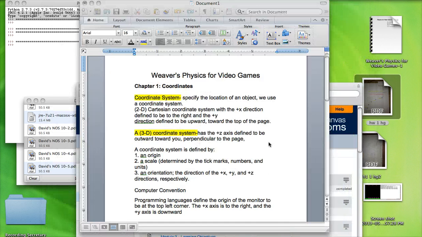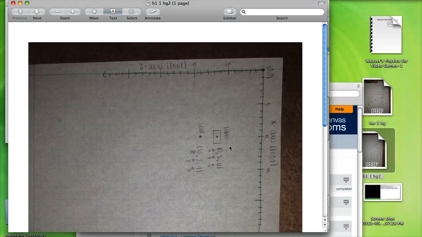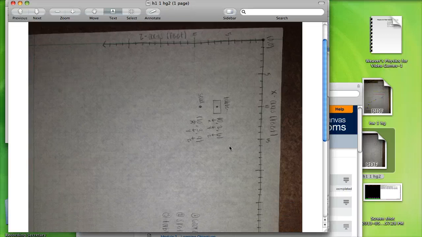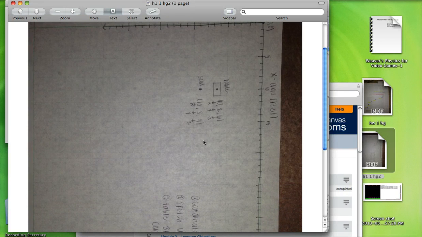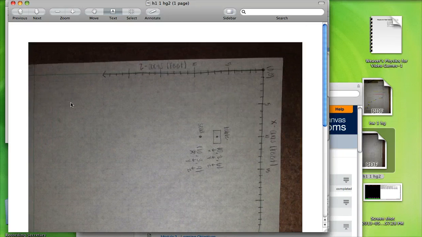We'll just minimize that. Then chapter 2 was the coordinate lab, and we had to find our coordinates and where we were sitting in perspective to the room. Right here you can see my seat and those coordinates corresponding to it, and the table that I was also sitting next to. That's all right there, and that was on graphing paper. It's kind of hard to see.